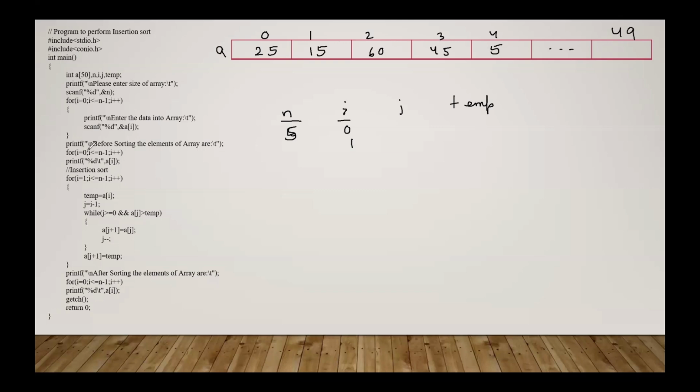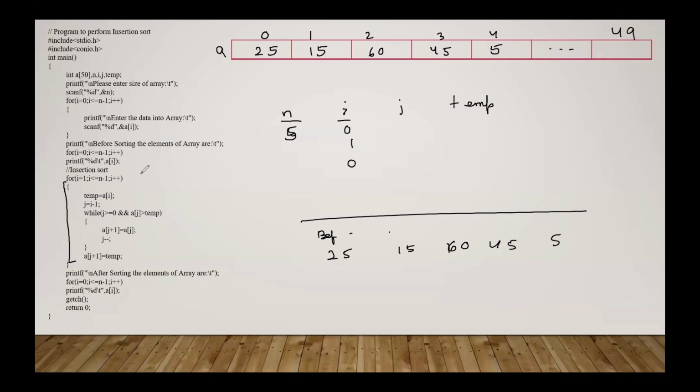For example, now printf, before the sorting the elements are. So what happened? i value is again initialized with 0. Then it prints the %d. So output, for example, this is our output string. So what it will print: before sorting the elements are 25, 15, 60, 45, 5. So the elements are printed. So this is actually the main logic. You have to understand this is the main logic, the sorting algorithm.